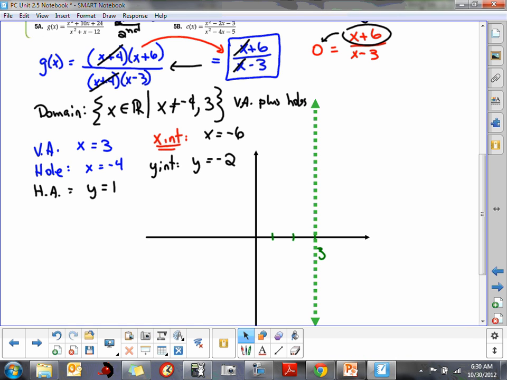Next thing, we have to have a hole at -4. So what I do with that hole is I mark it off. 1, 2, 3, 4. -4. I don't do anything with that for a little bit, but I know there's going to be a hole there, so I have to keep that in mind in my graph.